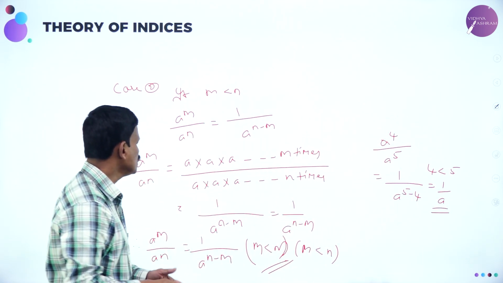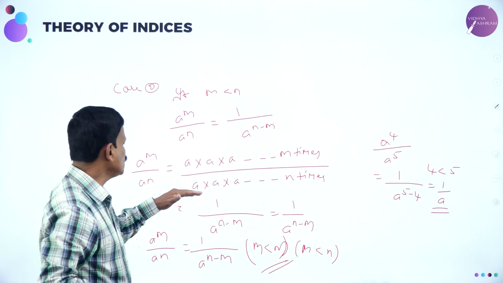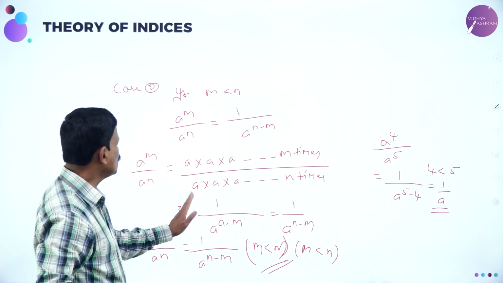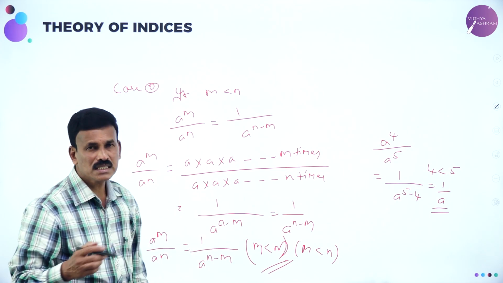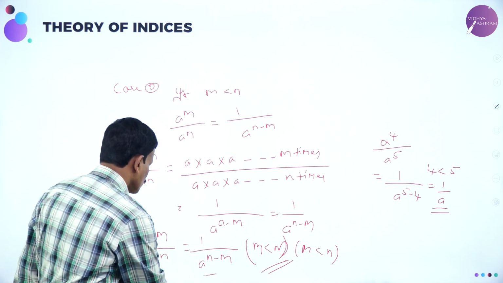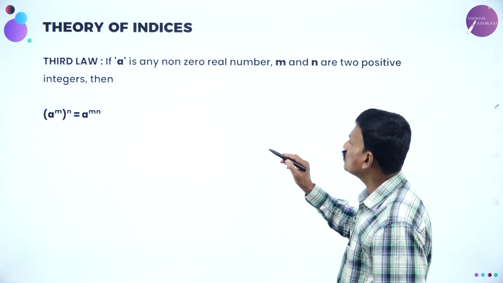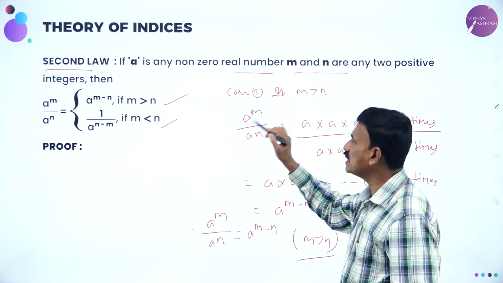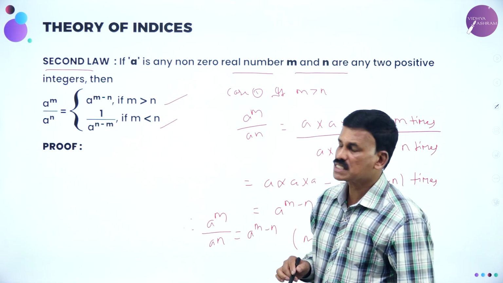Similarly, a into a, m times, by a into a, n times can also be written as 1 over a to the power of n minus m, where m is less than n. That's all. So, a raised to m by a raised to n is a to the power of m minus n if m is greater than n, and 1 over a to the power of n minus m if m is less than n.